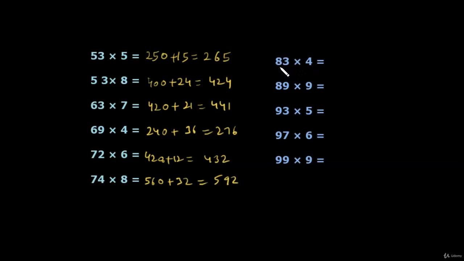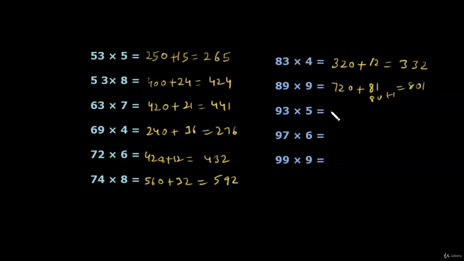4 times 8 is 32. But the place value of this 8 is 80. So 4 times 80 is 320. Plus 4 times 3, that is 12. So the answer is 332. 9 times 80 is 720. Plus 9 times 9 is 81. We can split this 81 to 80 plus 1, giving 801.